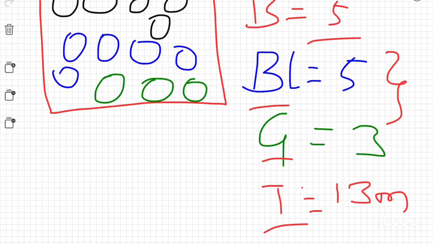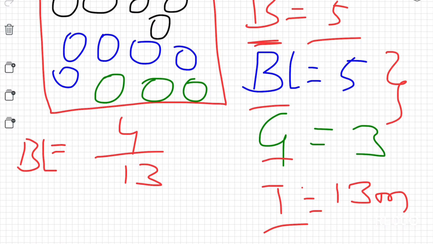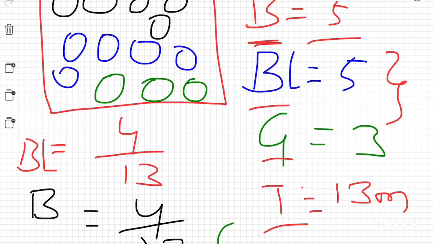So now we will be seeing, if we take out blue, out of the total of 13 we will be having 5 by 13. If we take out black, out of 13 we will be having 5, the same. After that, for green we will be having 3 by 13. So this is the probability of each color.